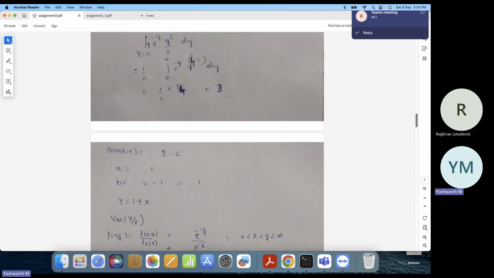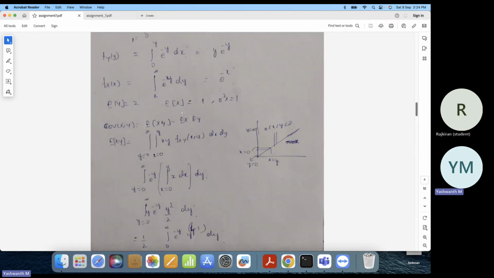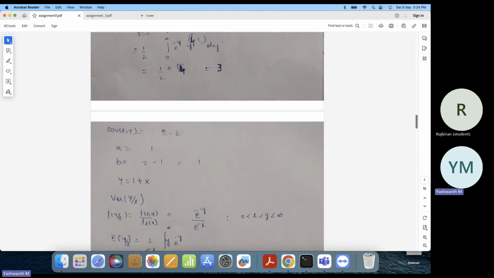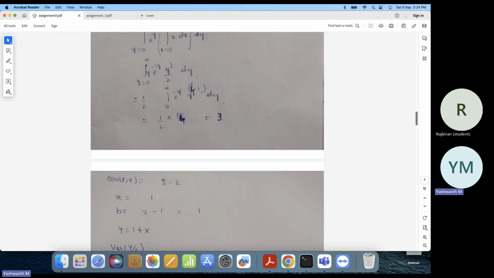So that's it. The covariance of x y is nothing but 3 minus 2. Why is it 3 minus 2? Because E of x y is 3, E of x is 1, E of y is 2, and that's why 3 minus 2 is 1. And a is nothing but this 3 minus 2 divided by the variance of x. Variance of x was 1 because it was an exponential random variable.